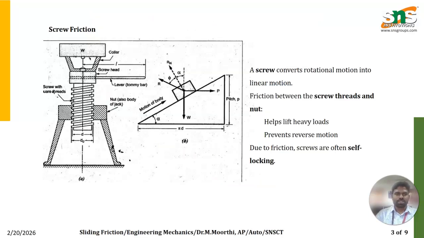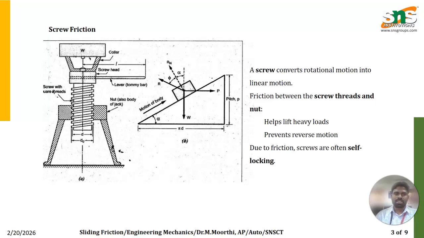Here, screw friction is a real world application. Between the screw and the nut, friction is generated when the nut is turned over the screw. The screw converts a rotational motion into linear motion. That is the real world application where the rotation of the screw or nut is converted into a linear motion, with friction between the screw threads and the nut.